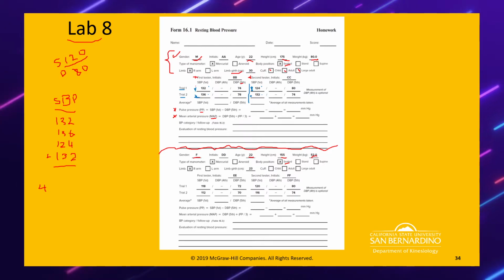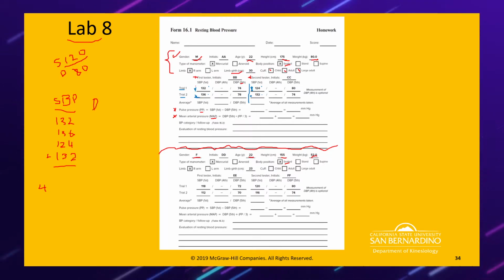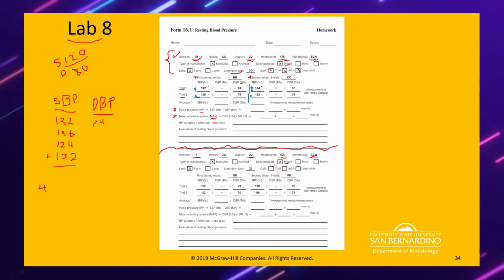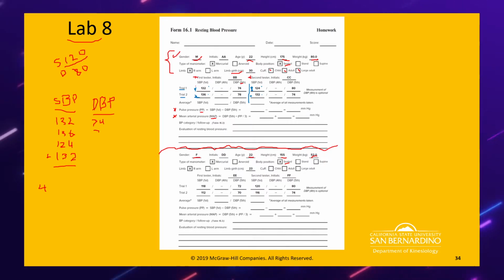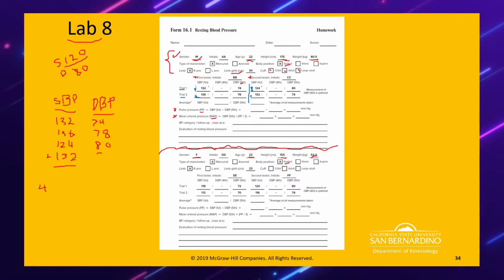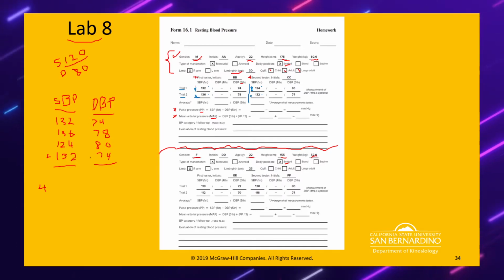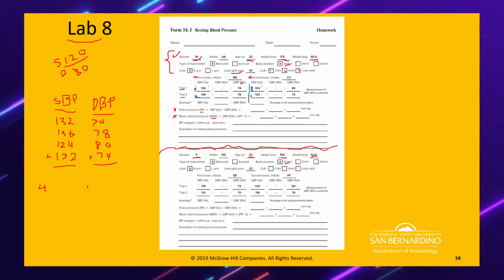For our diastolic blood pressure, we have 74, 78, 80, and 74. Again, we add those up and divide by 4. So let's go ahead and do that.